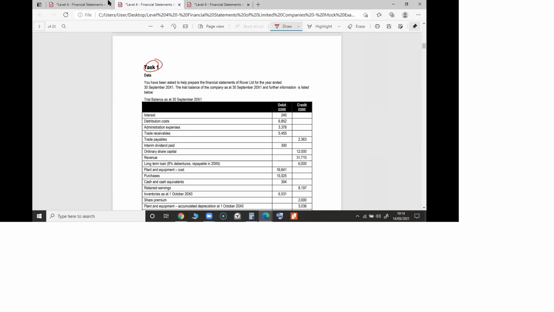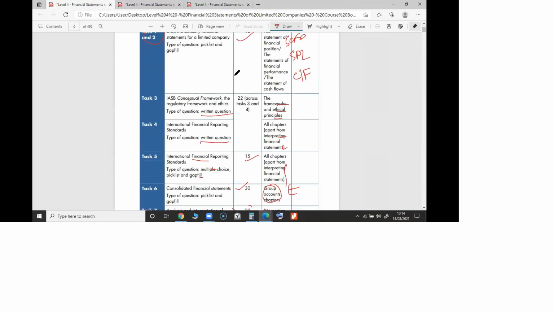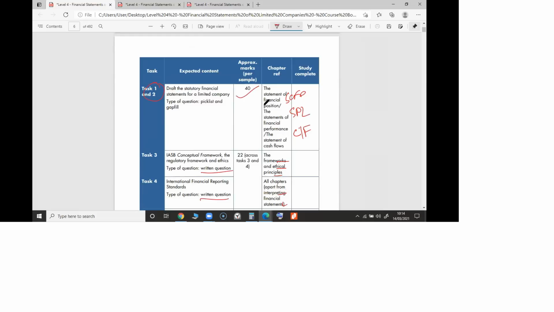So what are you going to expect in task number 1 and 2? I'm taking you to that page again here. Task number 1 and 2 is about SOFP, SPL, and cash flow. Now, they can give you either of the choices. In this mock, we don't have the cash flow, just SOFP and SPL. In other exams, cash flow can come, so you need to master yourself all over.